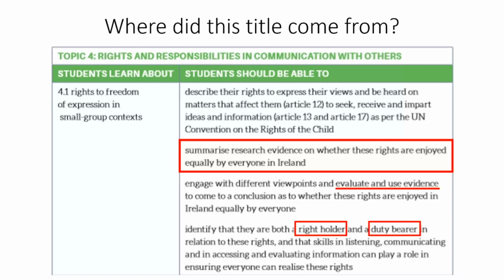And how do we do that? We do that by evaluating and using evidence, and also bearing in mind some of the terminology that's needed for a human rights essay. Here we have the idea of who is a rights holder and a duty bearer. The rights holder are the children in this case, who are entitled to avail of rights, and the duty bearer is, I suppose, everybody in society, but particularly the state in this context.